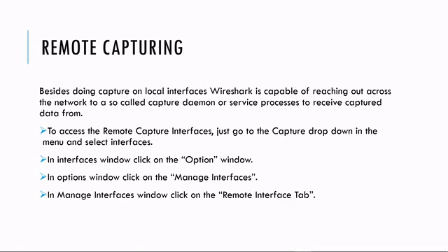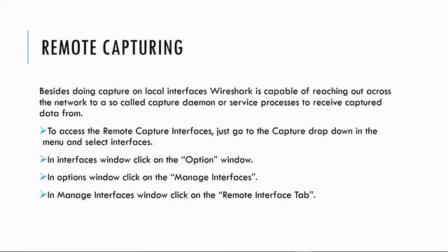So besides doing capture on local interfaces, Wireshark is capable of reaching out across the network to a so-called capture daemon and capture data from it remotely. So to access these remote capture interfaces, just go to the Capture drop-down menu and select Interfaces.